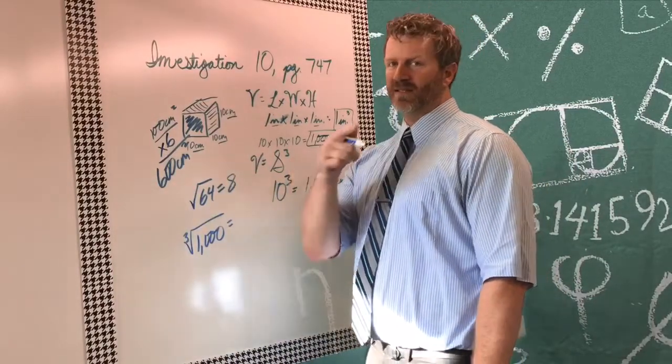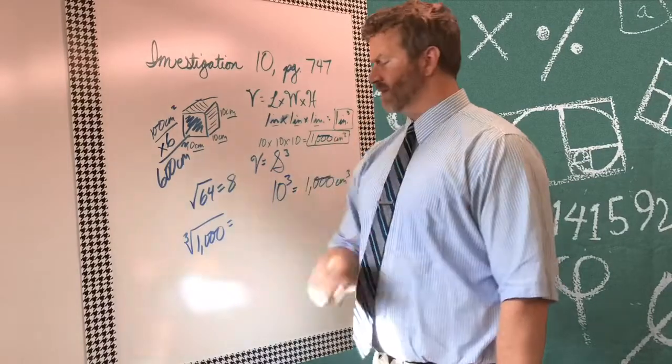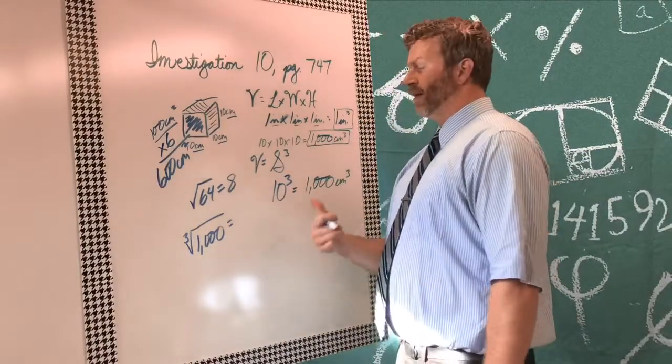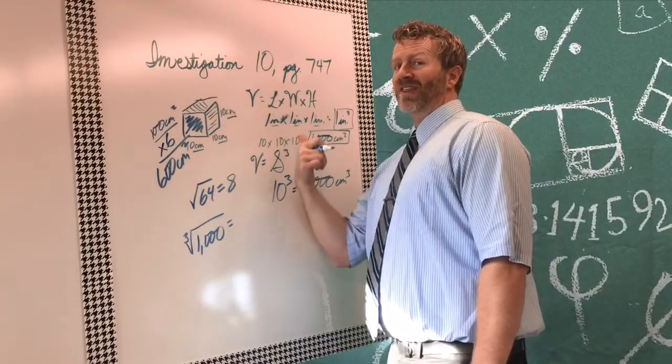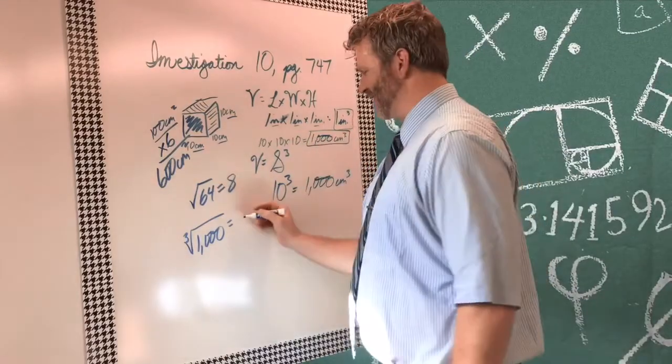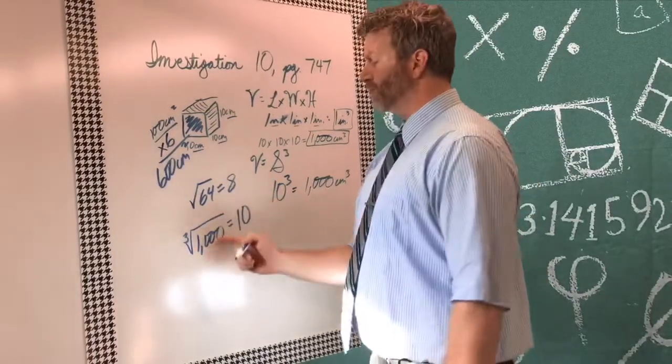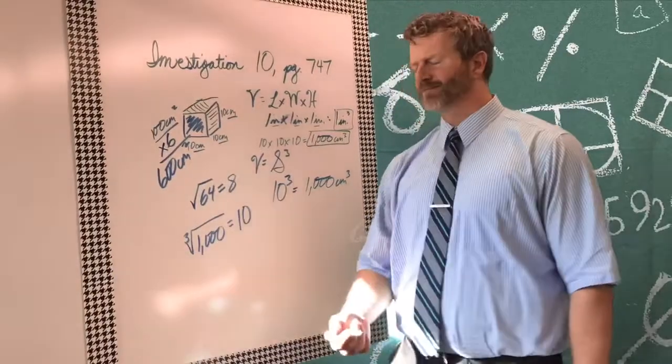So what would that be? Someone yell it out. Mackenzie, what number times itself 3 times equals 1,000? There you go, nice, 10. So the cube root of 1,000 is 10.